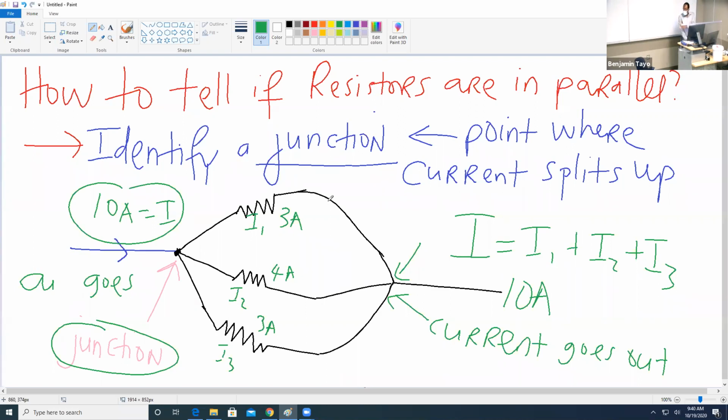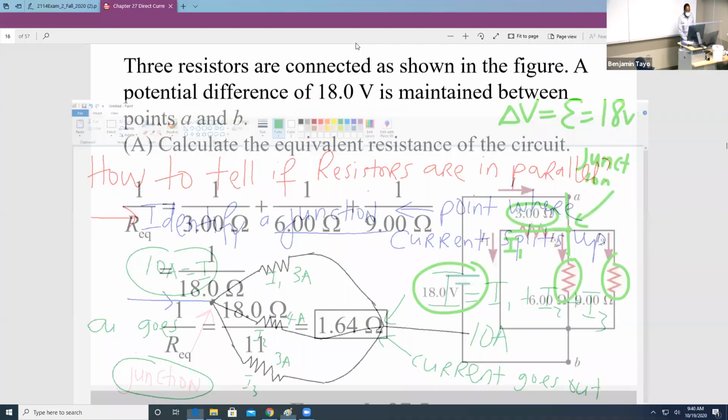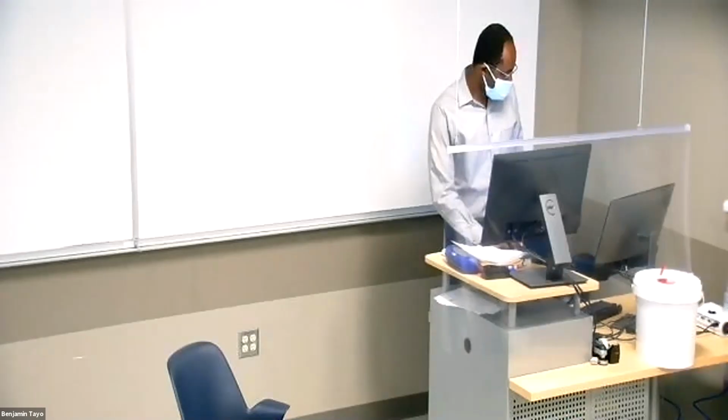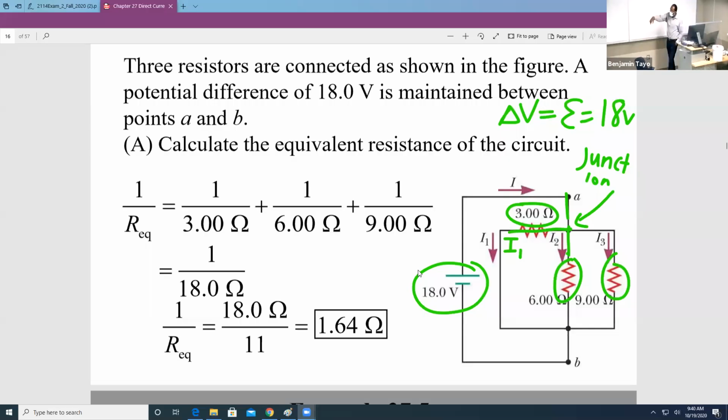Questions about this? Okay. Now let's go back to the PowerPoint. I just wanted to explain this because I think it's a very useful concept. So let's go back here and look at this example. Clearly in this example, you can see that there is a junction right there. The current is going to break up into 3 parts, so it means that those 3 resistors are in parallel.